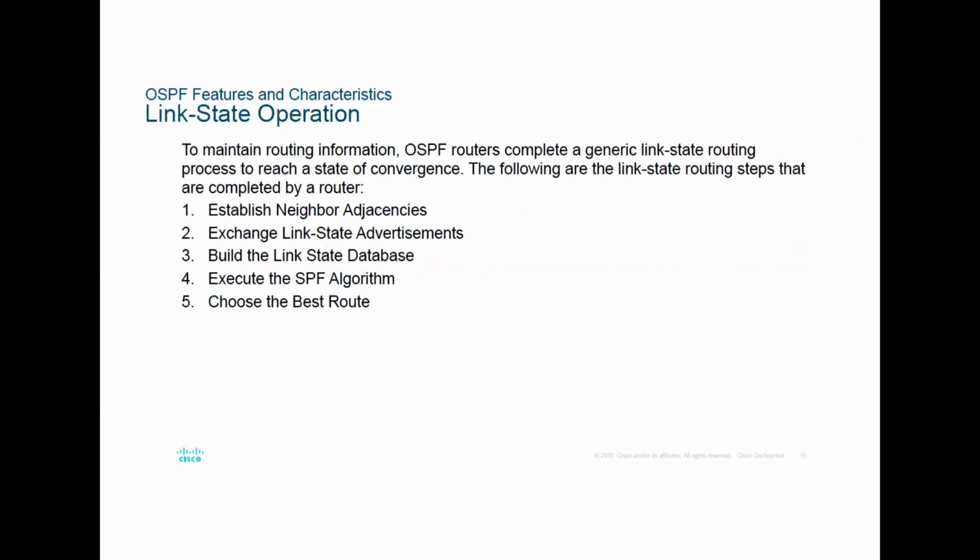So, link state operation. To maintain routing information, OSPF routers complete a generic link state routing process to reach a state of convergence. The following are the link state routing steps that are completed by a router. First, establish neighbor adjacencies. Second, exchange link state advertisements. Third, build the link state database. Fourth, execute the SPF algorithm. Fifth, choose the best route.